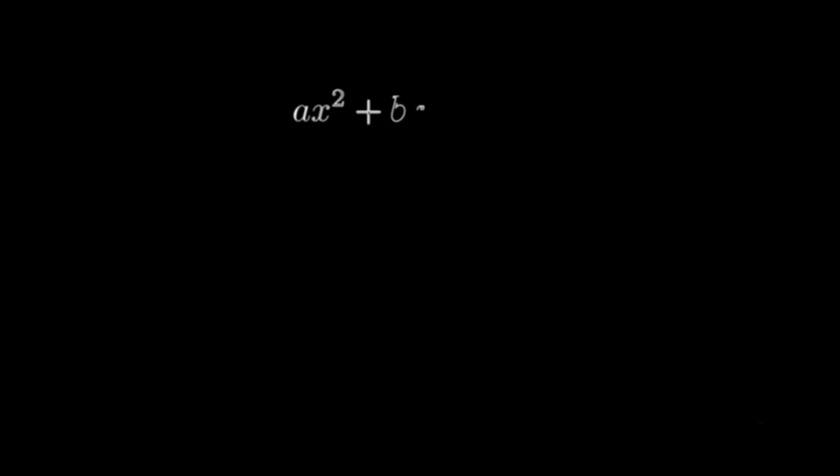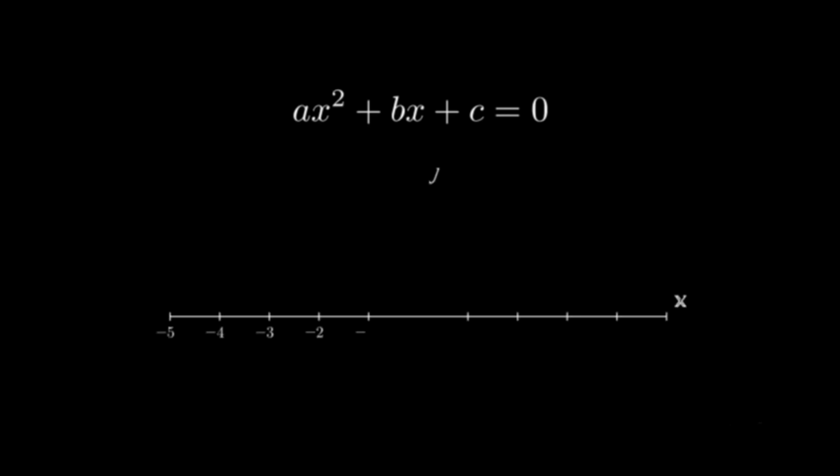Quadratic equations are fundamental in algebra, and understanding how to visualize them helps us solve them. This is the standard form of a quadratic equation where a, b, and c are constants and a is not equal to 0. This algebraic expression represents a parabola when graphed.